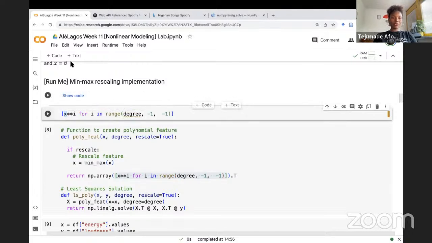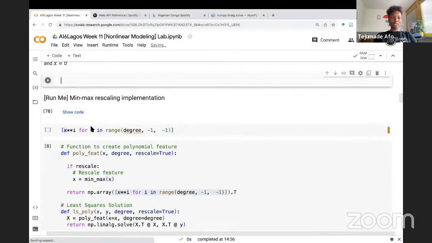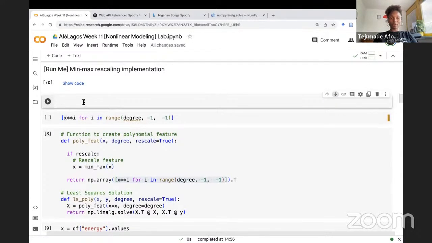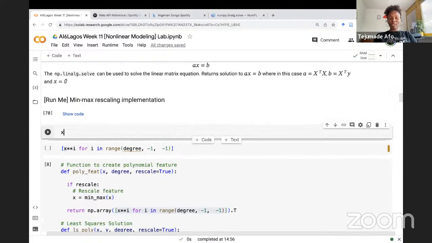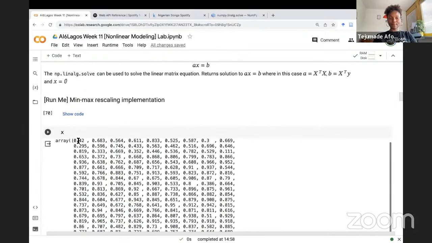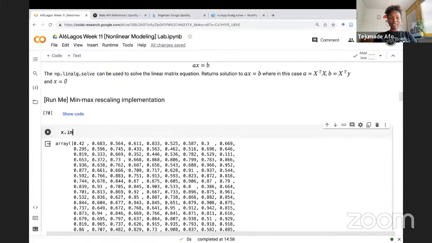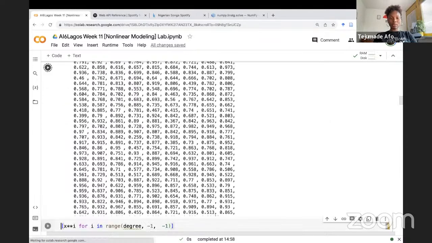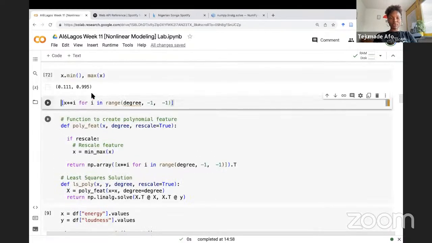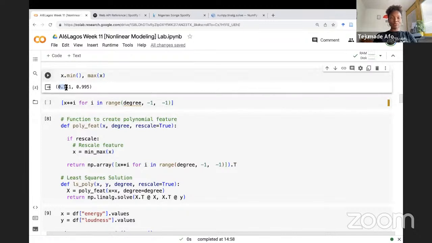Maybe we should first show what min max is, so that it's not just theory and I'm not just saying things. So we had X here, right? If you do minimum of X, mean of X and max of X, I just use different notation for different things. You can also do X dot max. So the mean is 0.11 and the max is 0.95.